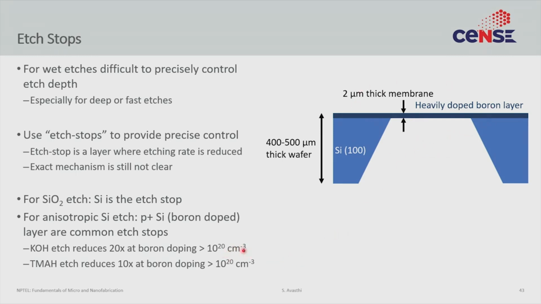But for this, you really need highly doped films. So we are looking at more than 10 to the power 20. And how much slower is the boron doped etch stop compared to the normal etching rate? The etching rate reduces by around 20 times. So 6 micron an hour would become around 0.3 micron an hour, which is fairly slow. So that's the basic idea of an etch stop.